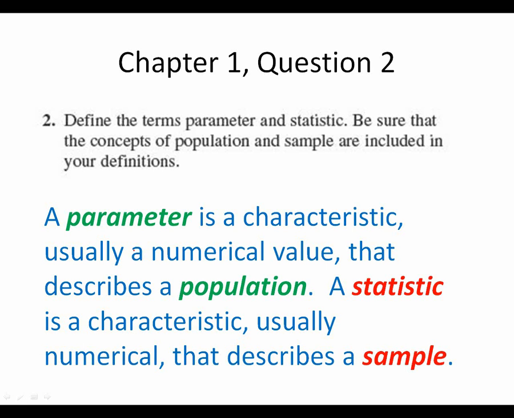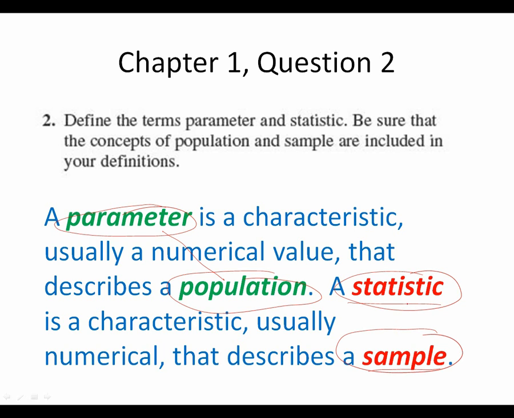And I'm just going to grab my felt tip pen here. So parameter goes with population. Notice that they are both in green and they both start with P. That's the mnemonic for you. Parameters go with populations. A statistic is a characteristic that usually describes a sample. So just remember that statistic begins with S, sample begins with S. They go together like a horse and carriage, and that's from the song, by the way. Statistic and sample are linked.